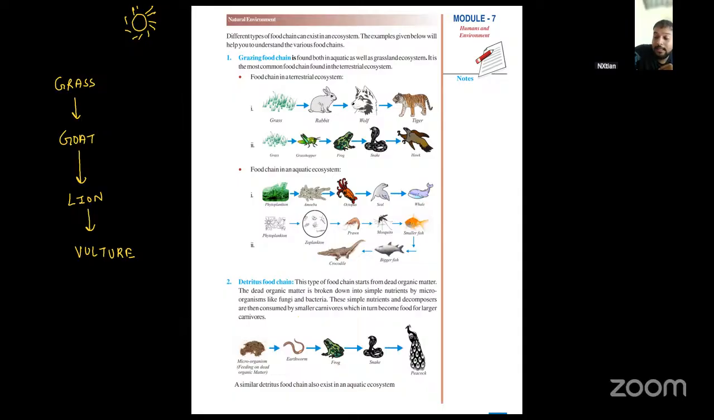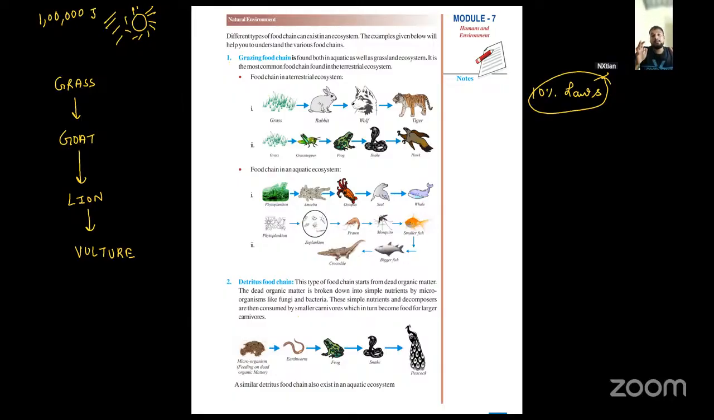Now, what does the 10% law say? The 10% law states that only 10% of energy will pass on from one trophic level to another trophic level. Did you understand, guys? Only 10% energy will pass from one trophic level to another. So it means, for example, if the sun is giving 1 lakh joule of energy.